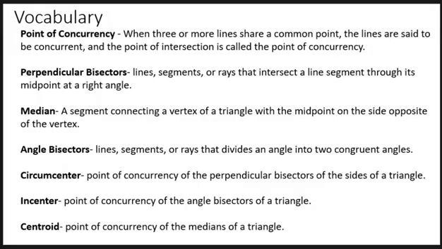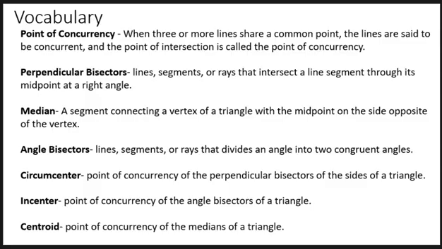A point of concurrency is a point where three or more intersecting lines meet. A perpendicular bisector cuts a segment into two equal segments at a right angle. The circumcenter is the point of concurrency of the perpendicular bisectors of the sides of the triangle. A median is a segment that connects a vertex to the midpoint of the segment opposite of the vertex. The centroid is the point of concurrency of the medians of the triangle.